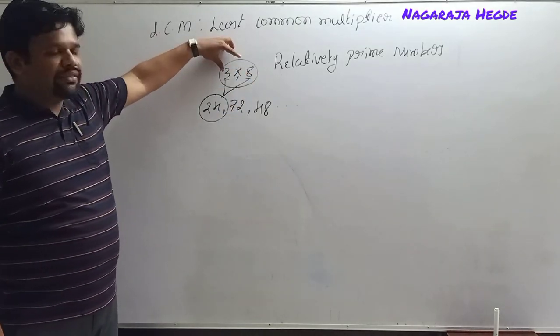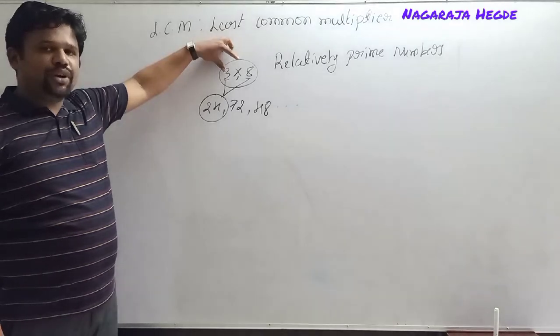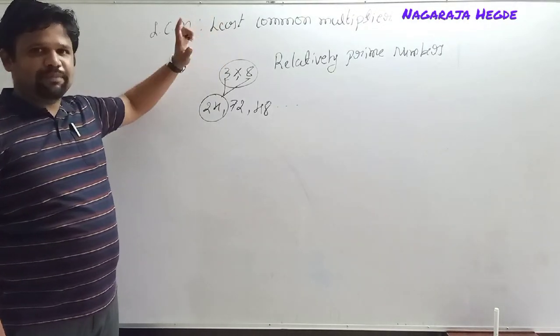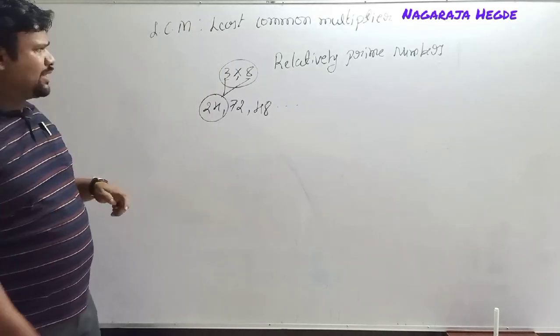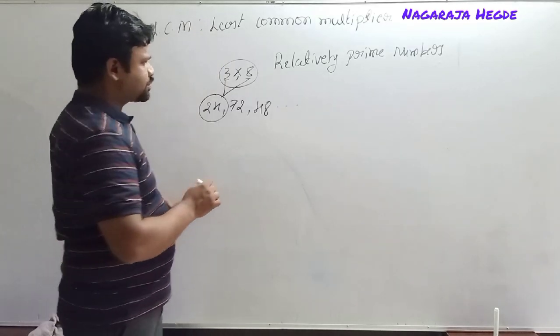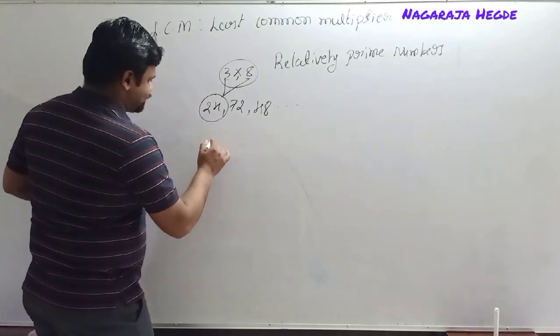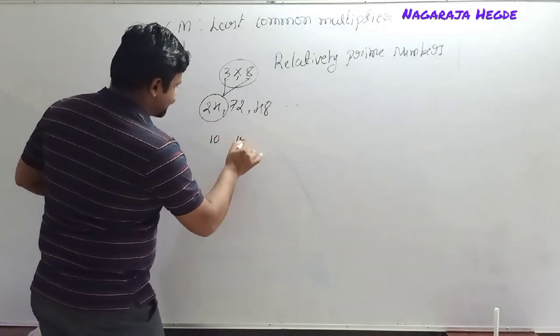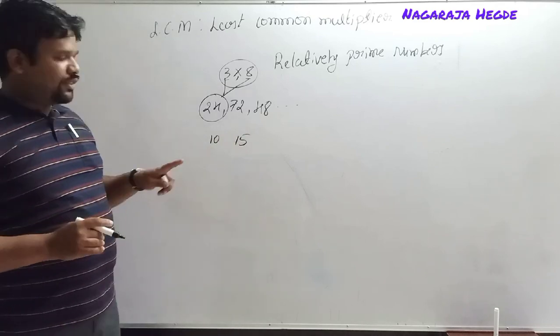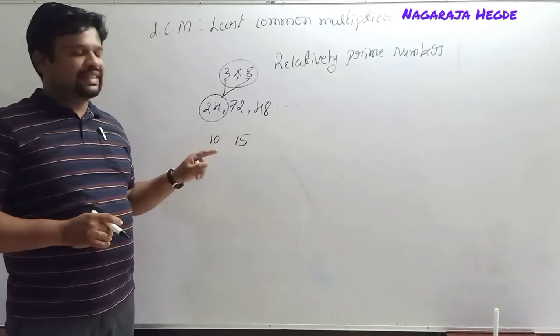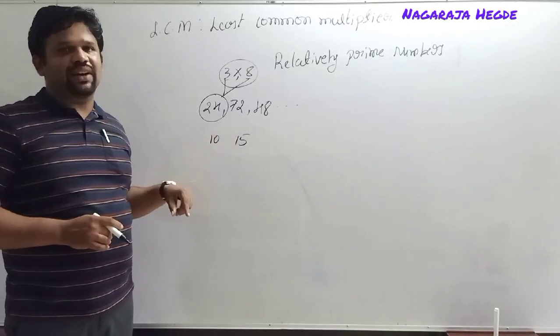LCM of relatively prime numbers is nothing but the product of those two numbers. This one you have to remember first. Step 1. Step 2: if they are not relatively prime numbers. For example, let us take 10 and 15. What is the LCM of 10 and 15? They are not relatively prime numbers. There is a common factor 5.